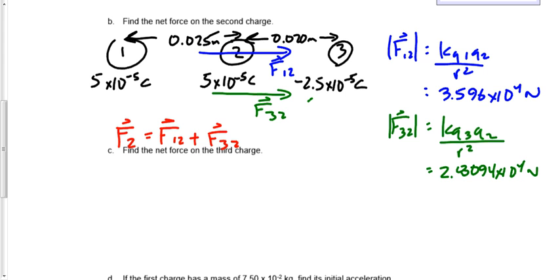Now in this one, you can afford to make a little mistake or to forget something because in the end they're both positive and you're probably going to get it right just by adding them together like that, right? But sometimes they're not both positive. So sometimes you really do have to pay attention to those signs. Make these both positive, add them up, and when we do that, we get a value of F2, the net force on number 2, of 6.41 times 10 to the 4 newtons. It is positive, which means it's to the right.